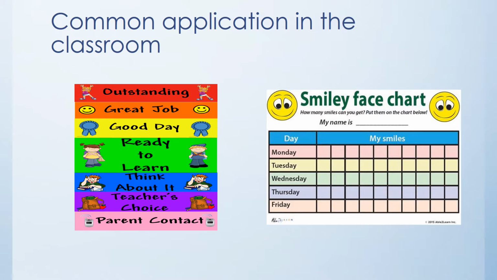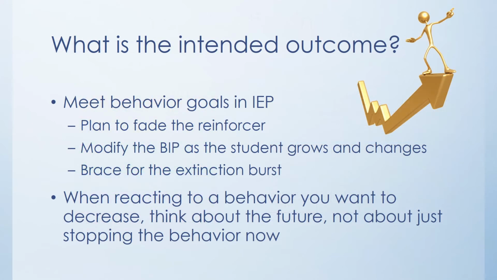A smiley face chart where students can earn smiles to be turned in for something reinforcing after a certain number are earned. The behavior chart and the smiley face chart are slightly different from each other, as the color chart includes a mix of positive reinforcement and punishment, whereas the smile chart, unless smiles can be taken away, provides just positive reinforcement. As you're talking with the IEP team about BIPs and behavior goals, it's important to have an idea of what the end game looks like.